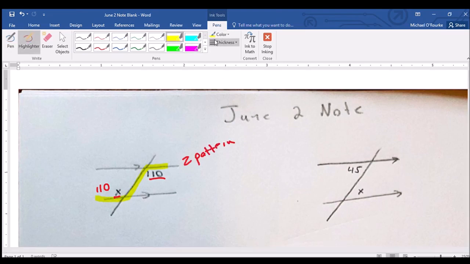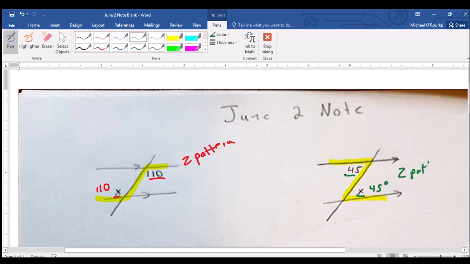Same thing with the next one. Let's take a peek at what letter we can use. Well, F and C won't work because they stay on the same side. So let's do a Z. And the two, for lack of a better term, armpits here go together. So this is going to match this. So that means that's 45 degrees. And we just write down Z pattern.